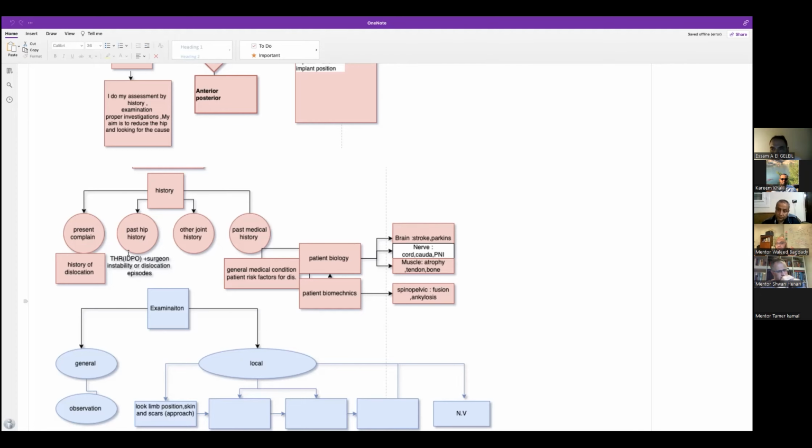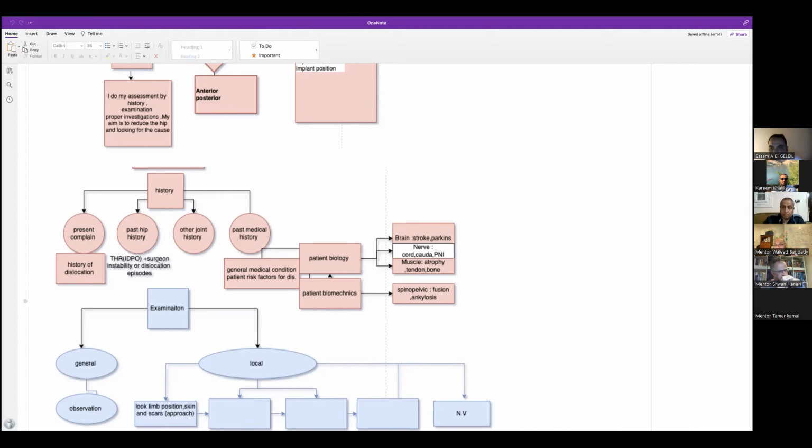So I'll say I will ask about the past hip history, including the total hip replacement: indication, duration, preoperative period, outcome. Because if one of the indications may be a fracture neck of femur, we know that fracture neck of femur has a higher rate of dislocation. I will also ask about the surgeon. You might have a surgeon who is well known to have a high dislocation rate.